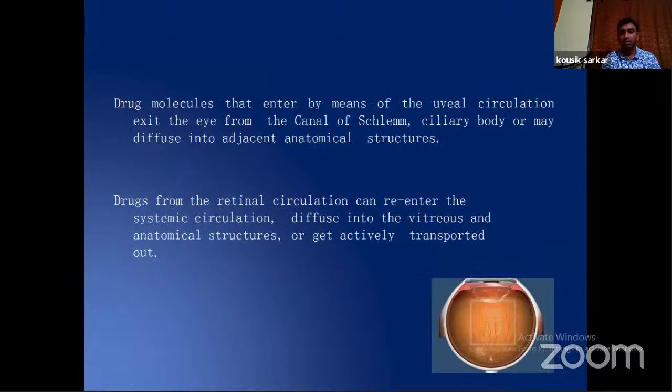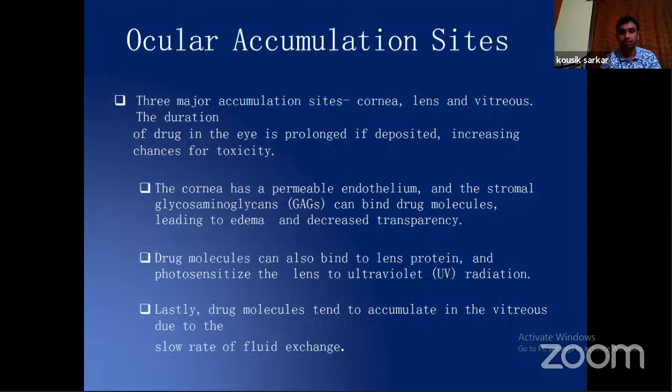Drug molecules that enter by means of uveal circulation exit the eye from the canal of Schlemm and ciliary body, or may diffuse into adjacent ocular anatomical structures. And drugs from retinal circulation can re-enter the systemic circulation from which they have come, or diffuse into the vitreous cavity, or be actively transported out. Now, the accumulation sites inside the eye, in which the drugs are usually accumulated. There are three major accumulation sites from anterior to posterior: cornea, the intraocular lens, and vitreous cavity.